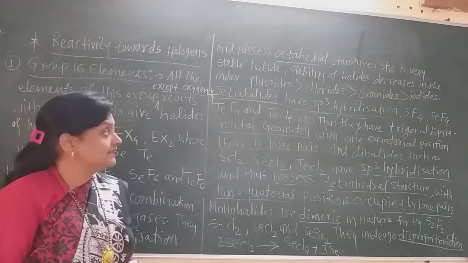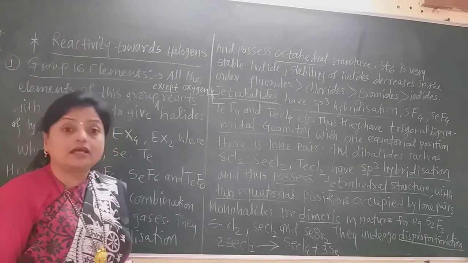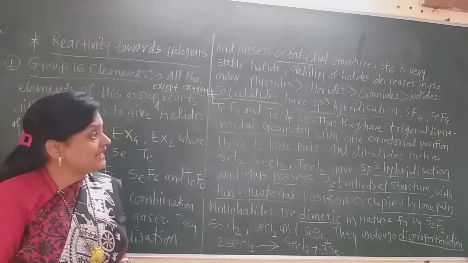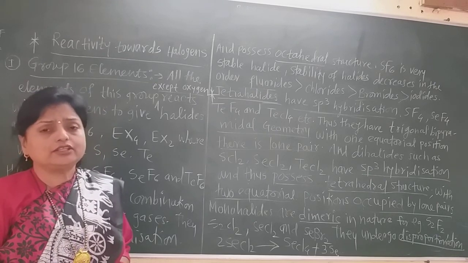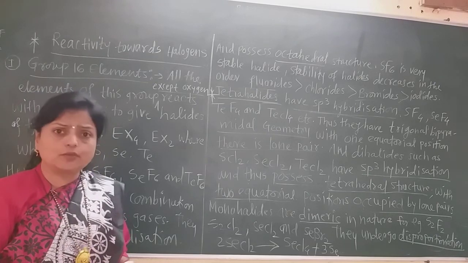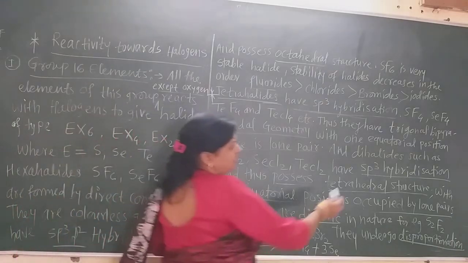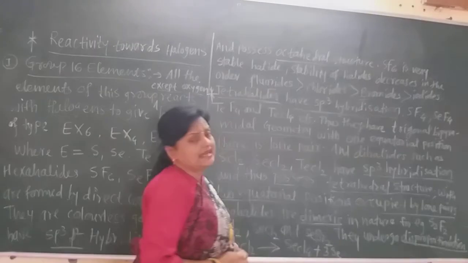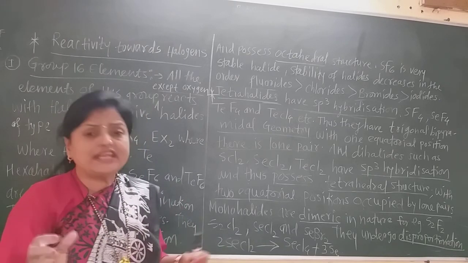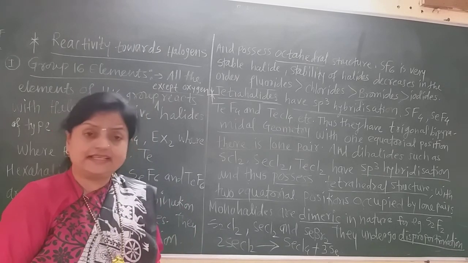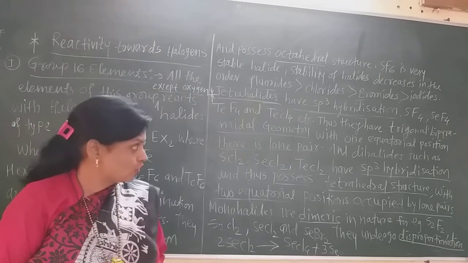In case of ammonia, there is the trigonal bipyramidal geometry with one equatorial position occupied by the lone pair. Now, at the four corners there are the four halides, and the sulfur is at the center, and at one equatorial position there is the lone pair of electrons.